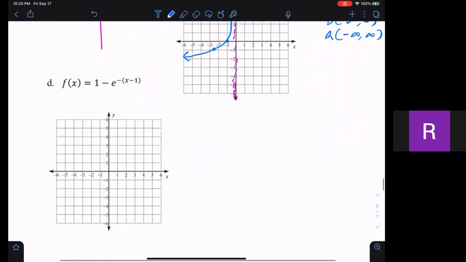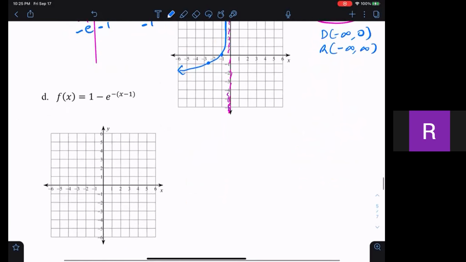Now this one, same thing, right? This is an exponential function, so it has a horizontal asymptote. Y equals 1, right? Y equals 1. Now I need to plot the horizontal asymptote. So y equals 1. Oh my God, y equals 1. You get the point. Y equals 1.